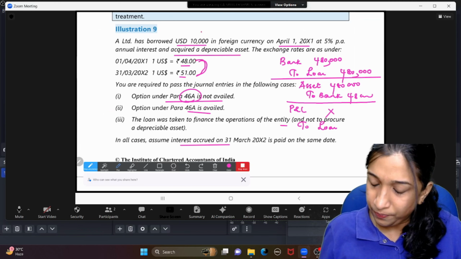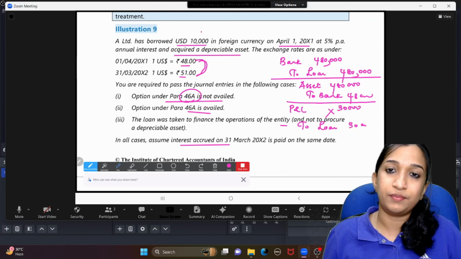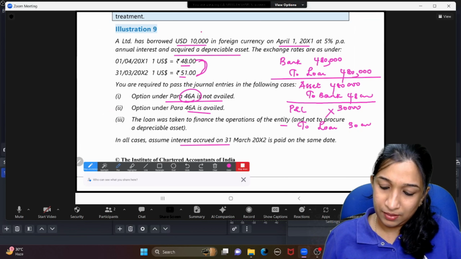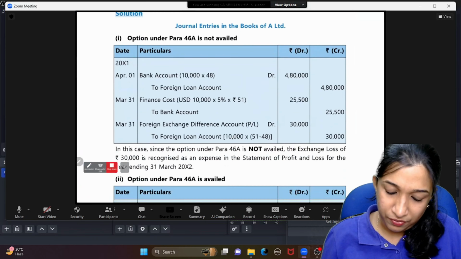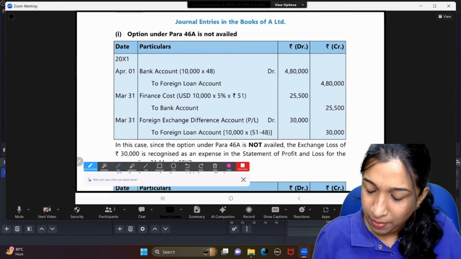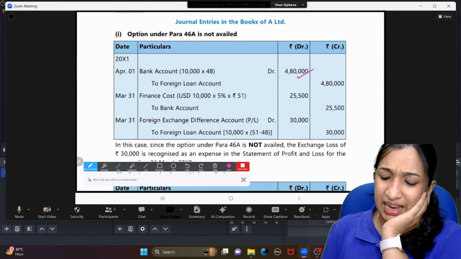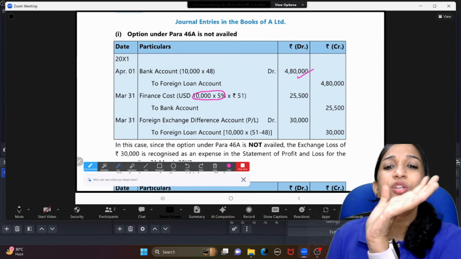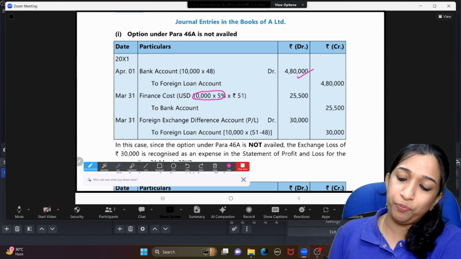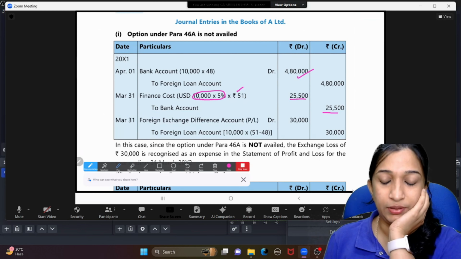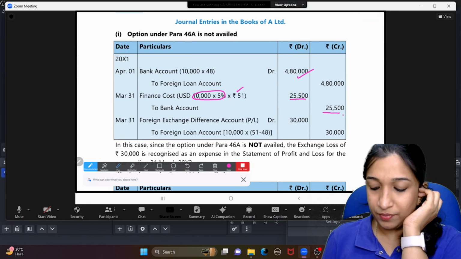3 rupees into 10,000. Yes. So if it is not availed, bank to loan. Asset to bank is not there. Then interest to bank. Anyway, that is okay. Interest to bank is 10,000 into 5%, which is the interest. And when you pay it, you need to pay at 51 rupees. Okay. Then P&L to loan.